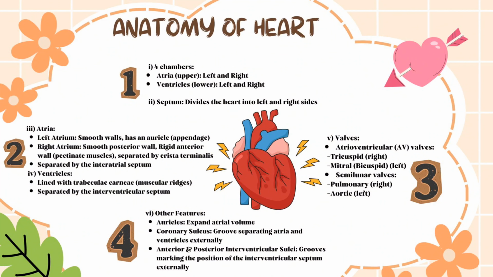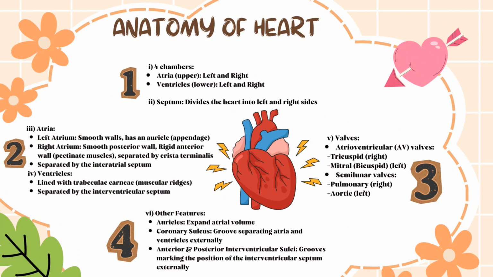The heart consists of 4 valves, which are the atrioventricular valve and semilunar valve. Atrioventricular valve consists of tricuspid, which is in the right side, and in the left side, we have bicuspid valve. For semilunar valve, it consists of pulmonary valve on the right side and aortic valve on the left side.